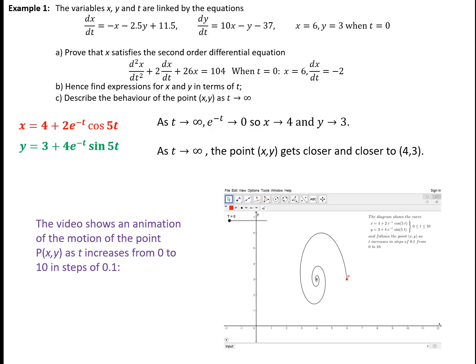And the little video here will show us the motion of the point P as t varies from 0 to 10. So if we just play the video. We're animating the value of t, and you can see that as t is increasing, we're getting closer and closer to the point 4, 3. And now we've just got a repeat of the first few seconds of the motion.